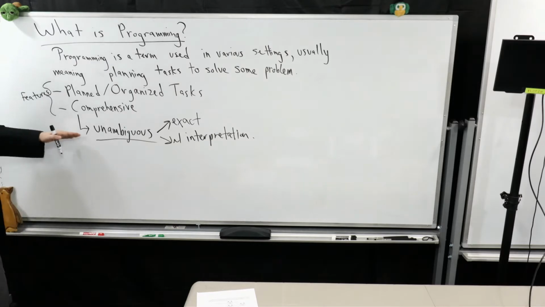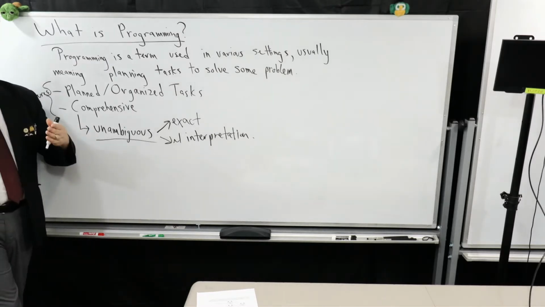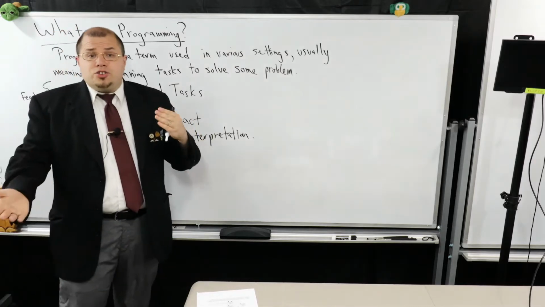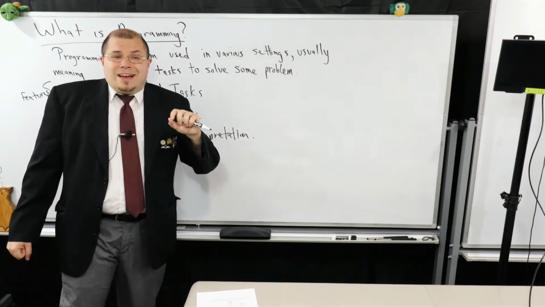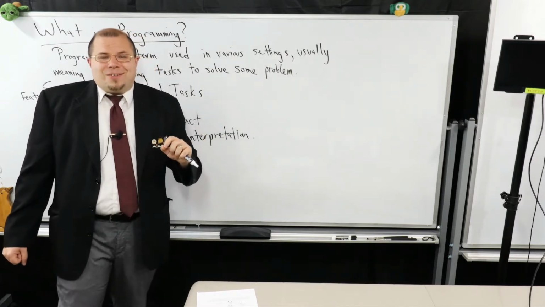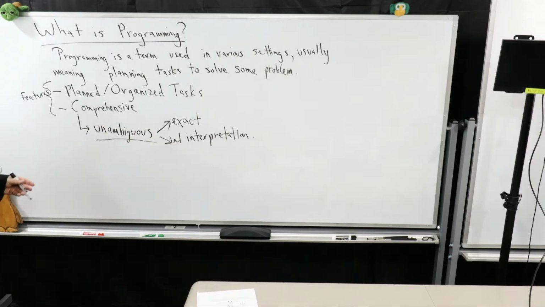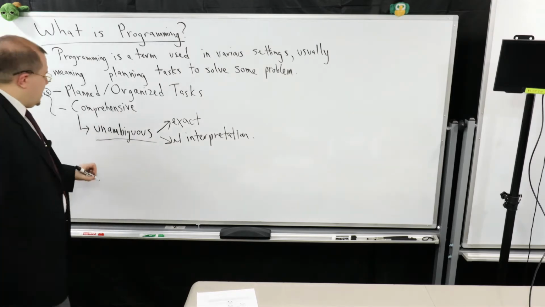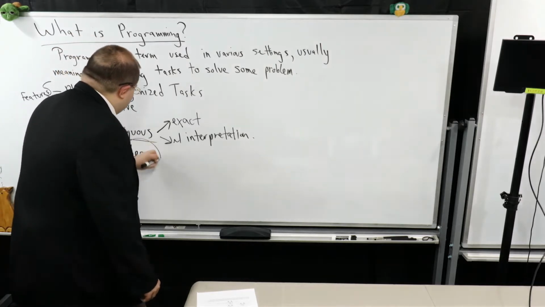This is in contrast to ambiguous, where I can give you something, and it might be possible to interpret it in two or more possible ways, such that it either could contradict what it is, or it just doesn't mean what you intended. It could mean a lot of things. The point is it's not clear. So unambiguous means clear.